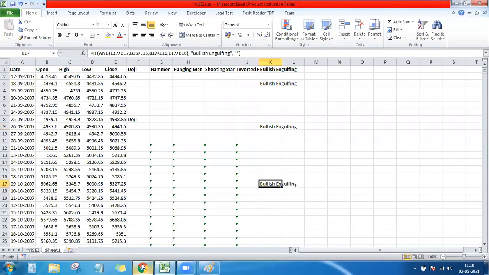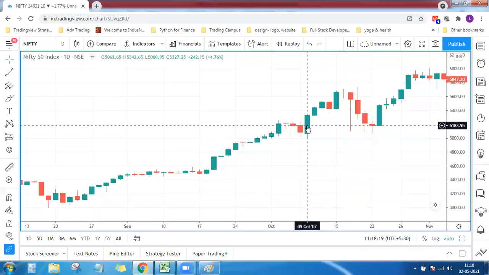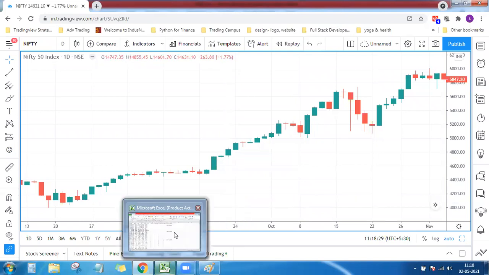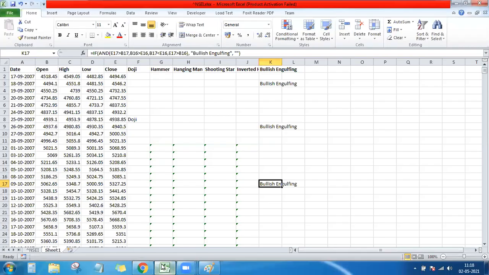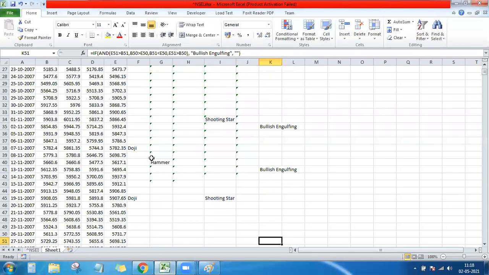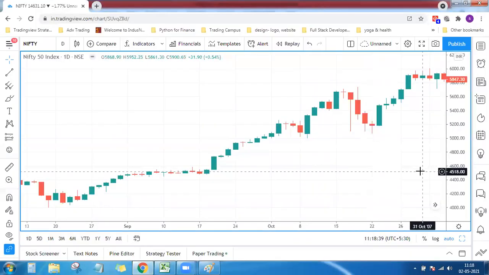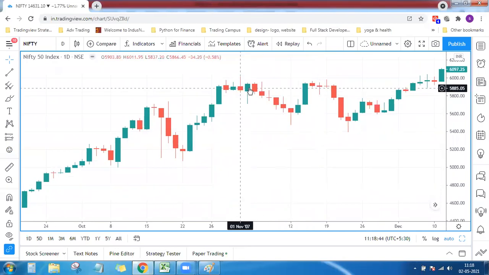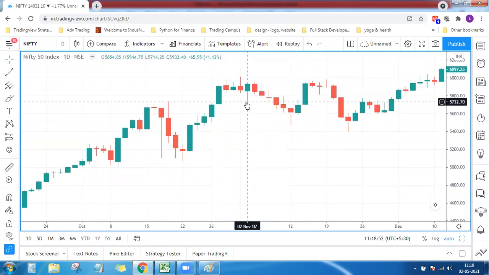Then you have it on 9th October. This one is a perfect one. But the trend is not right. So the trend should actually be the downtrend, which we have not incorporated into our formula. And again, you have the bullish engulfing on 2nd November. Here it is. Again, this is at the end of an uptrend. So this is also not valid because we did not take the trend into consideration.